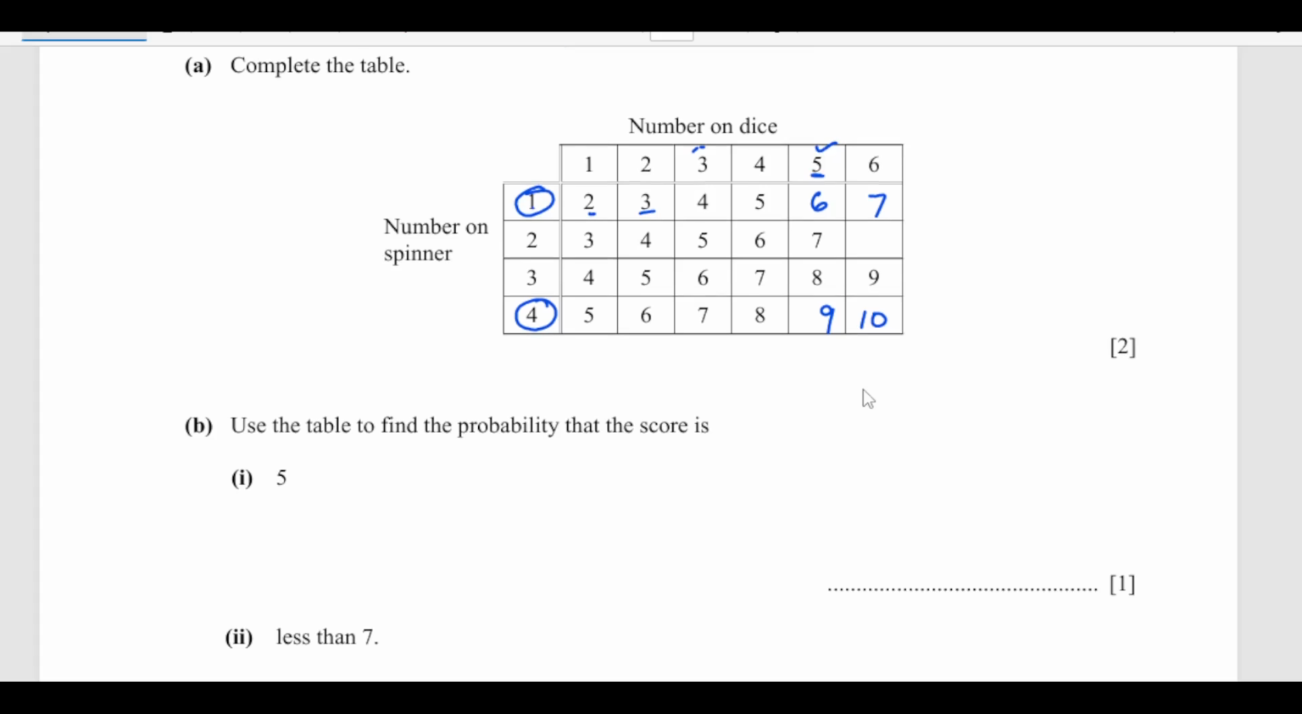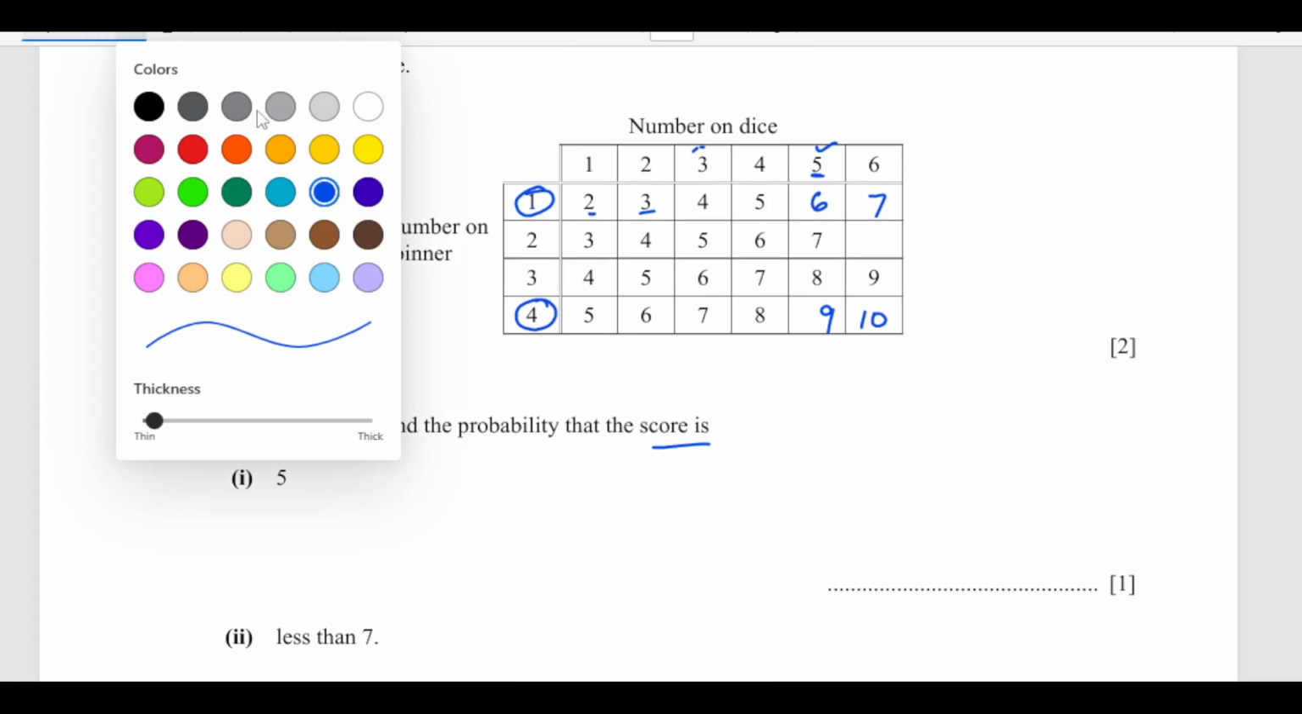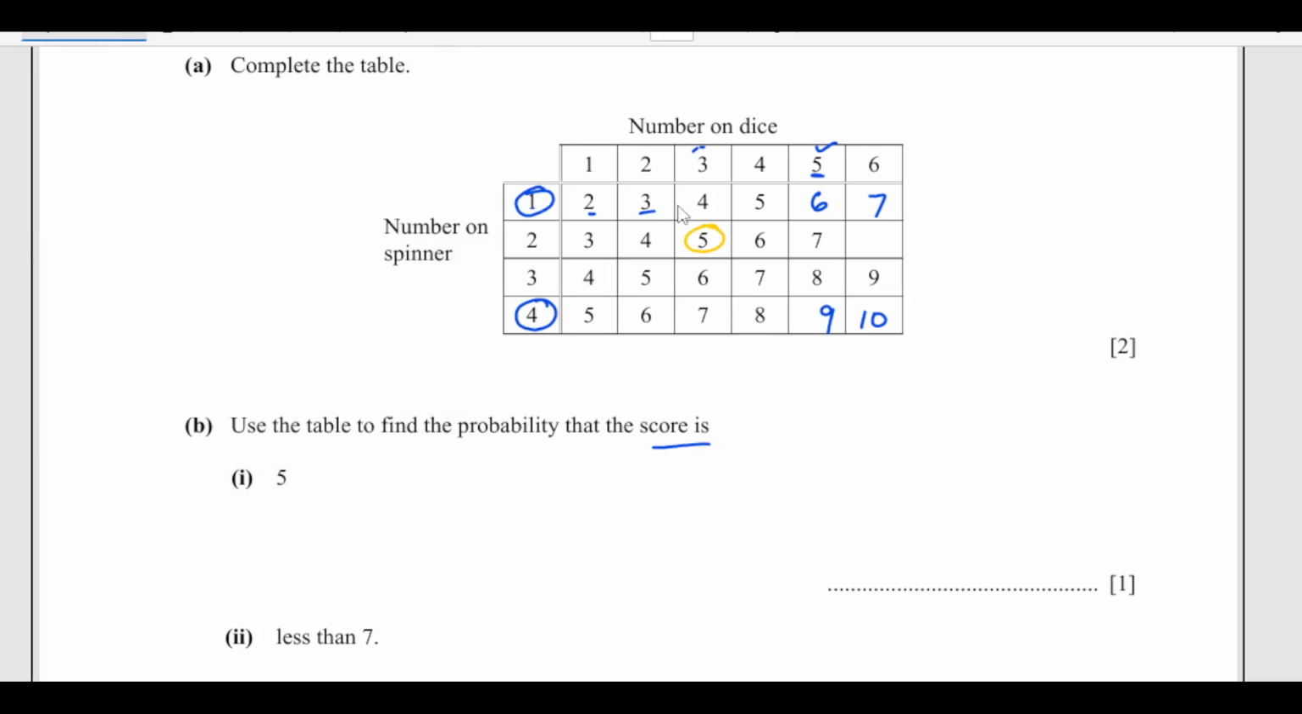Use the table to find the probability that the score is 5. So how many times are we going to get 5 here? Let me see. 5 here is, this one is 5, this one is 5, and then 5 and 5. So probability of 5 is 4 out of the total. Like you see 6 times on this side and 4, total outcomes are 24. So 6 over 24, that is 1 over 6. So answer is 1 over 6, right?